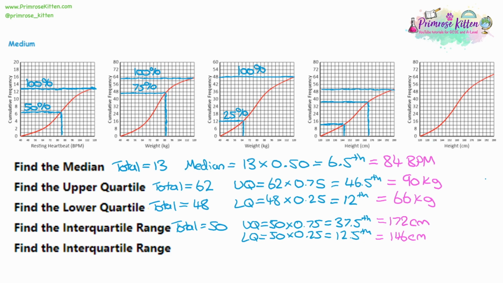Now, to find the interquartile range, what we need to do is take those two away from each other. So set up a column subtraction. I'm going to use the calculator, so 172 take away 146 is going to give me 26. So the interquartile range is 26 centimetres.